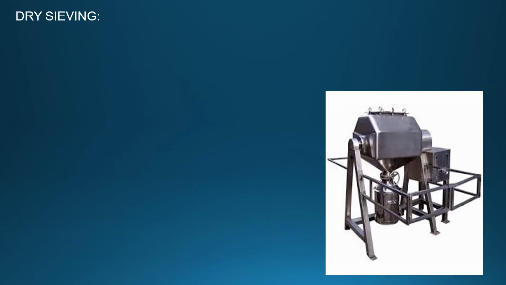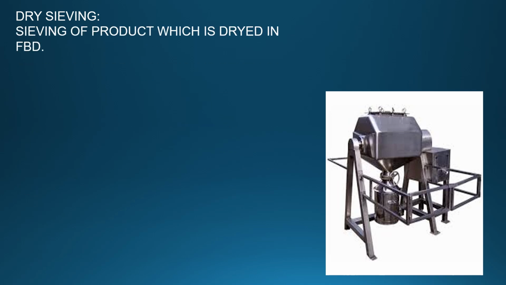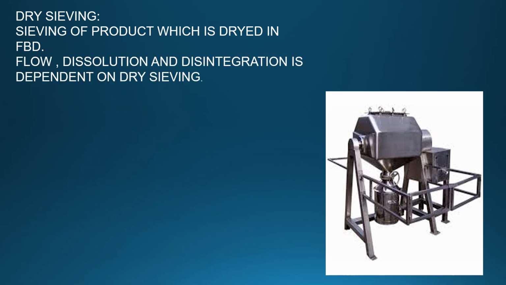Next is dry sieving. Sieving of product which is dried in the FBD. Flow, dissolution, and disintegration are dependent on dry sieving. Basically, sieving of this dried material from the FBD is done through a co-mill, multi-mill, or quadro mill, which breaks large lumps into small, uniform size granules.